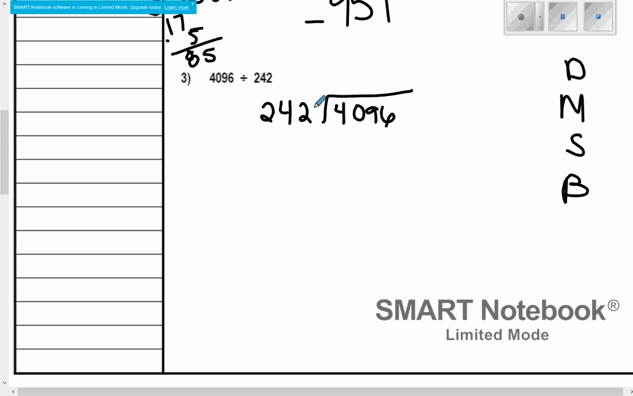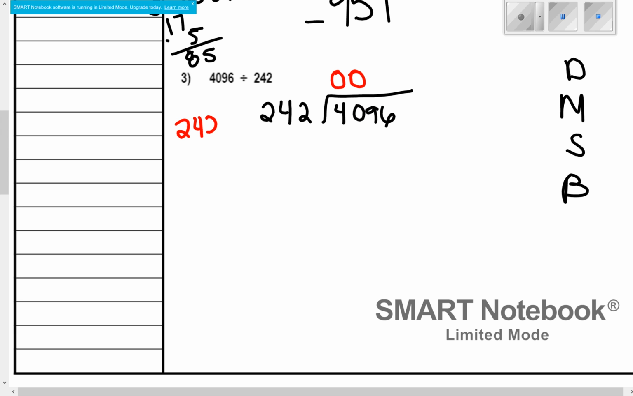Okay. Now this is where we get a little tricky because now we have some pretty big numbers. Okay, however, we still do the same exact process. 242 can go into 4 0 times. 242 can go into 40 0 times. 242 can go into 409. That it can go into because 242 is smaller than 409. And we just have to kind of guess how many times. I'm going to guess twice.